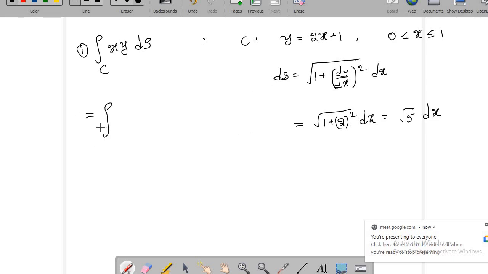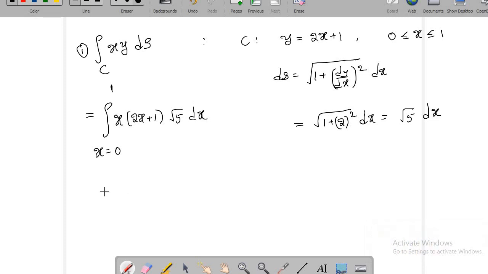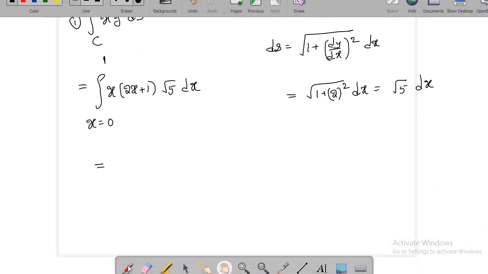Now let's write this integral. The limits of the integral are x equal to 0 to 1. Everything we are writing in terms of x. So x into y is actually x into 2x plus 1. Now ds will be replaced with root 5 into dx. Now we know how to integrate it, right? So just integrate and write the final answer.